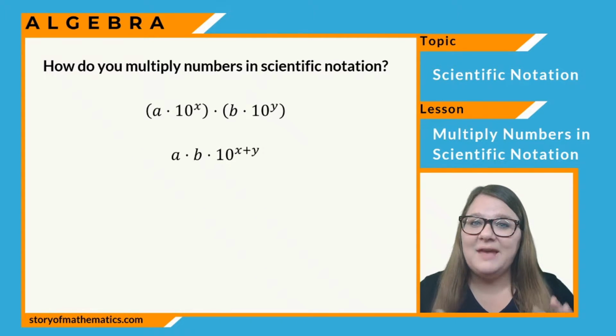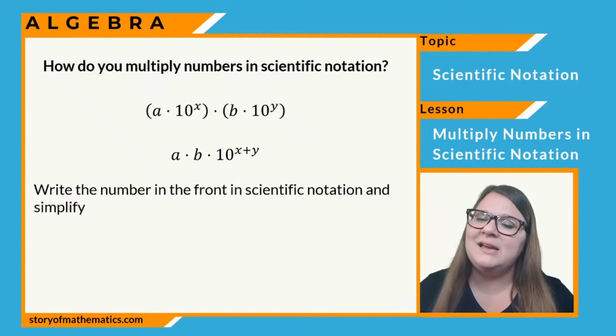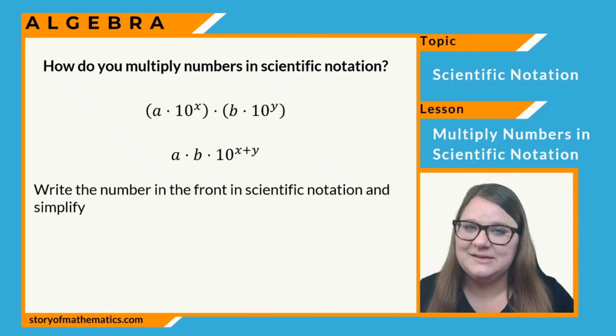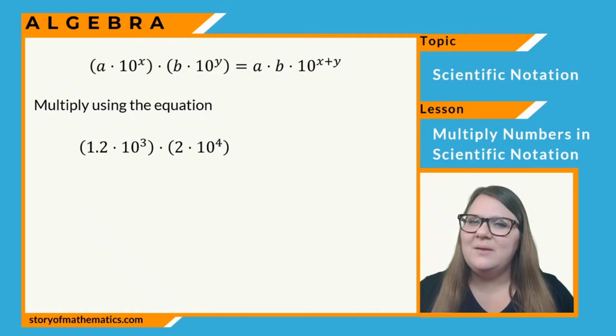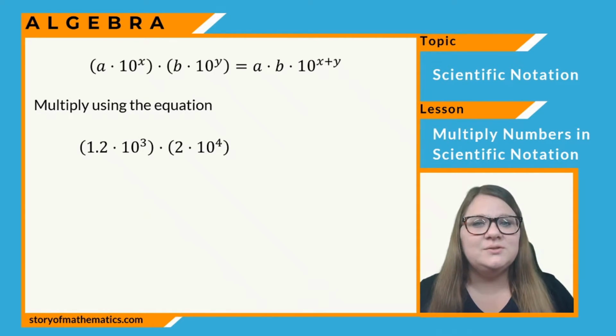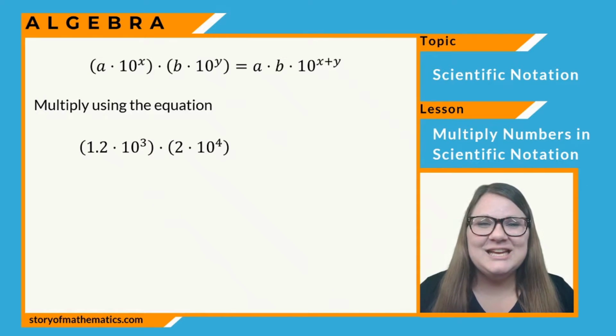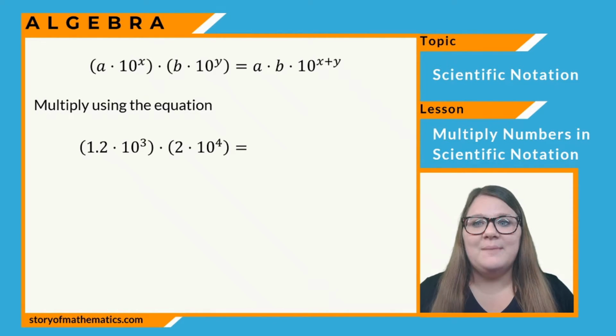Now, if a times b is larger than 10, then you will rewrite it in scientific notation and simplify as necessary. Let's take a look at an example. Let's say I want to multiply 1.2 times 10 to the third by 2 times 10 to the fourth. Both of these numbers are in scientific notation, so I'm going to use the equation we talked about a moment ago. I'm going to start by finding my a.